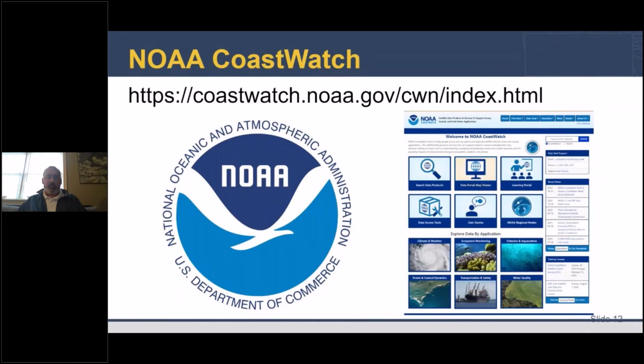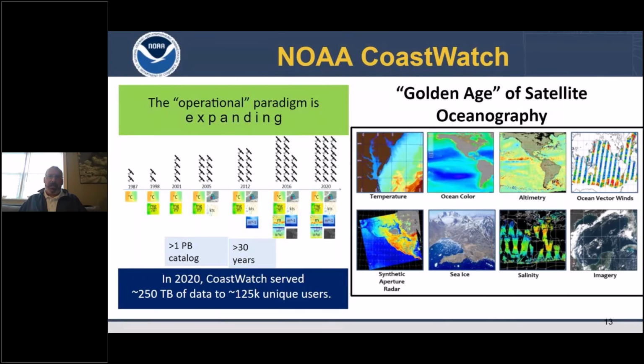There's a lot of great information from NOAA sensors, but also from partner data around the world. And this is, for satellite oceanography in particular, what I would like to refer to as the golden age. We've done all the transitions from research into operations, and we have routine and sustained continuous measurements of all those different parameters you see there on the right: temperature and ocean color, altimetry for sea surface height, ocean vector winds, synthetic aperture radar, sea ice, salinity, and imagery. And we have multiple sensors from multiple agencies from multiple countries around the world. So we have a wealth of data and products.